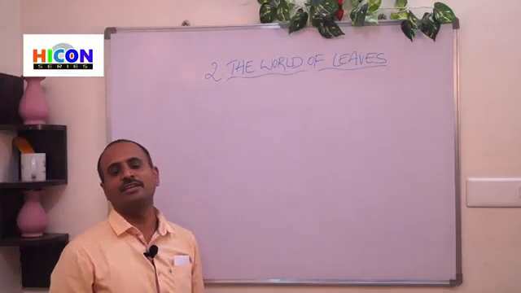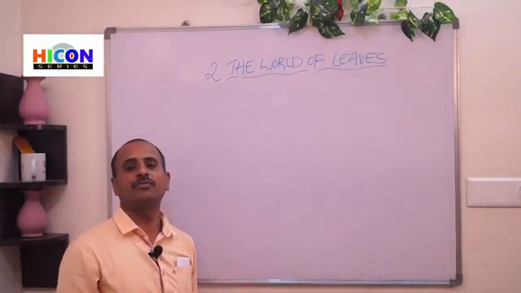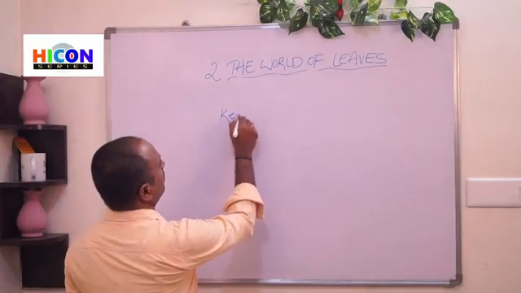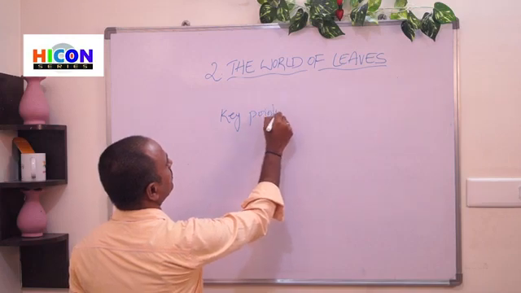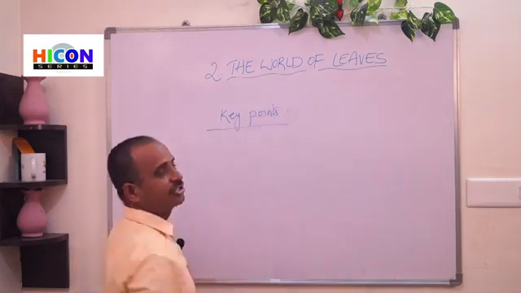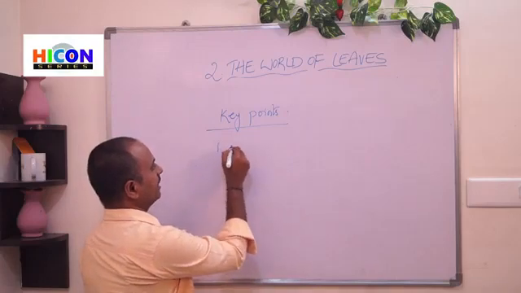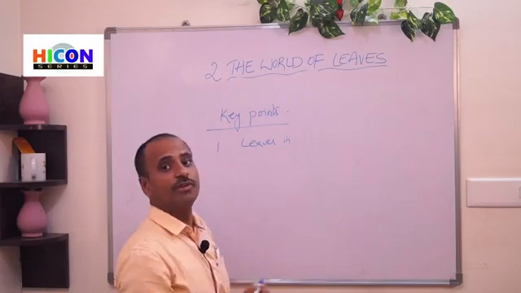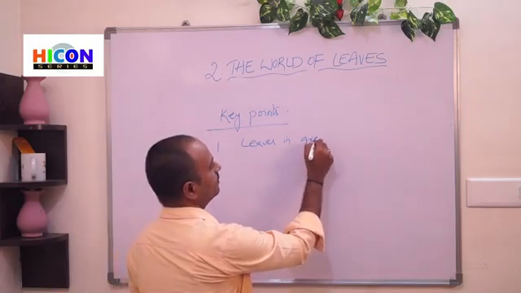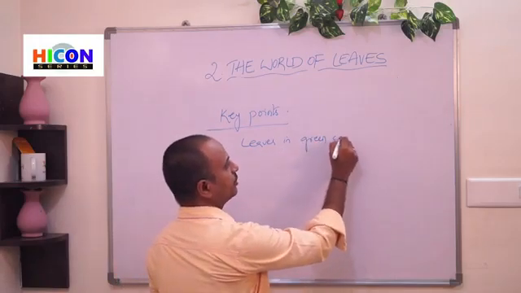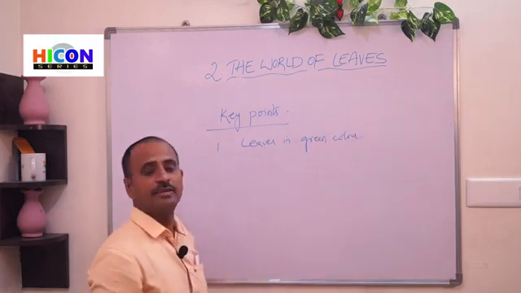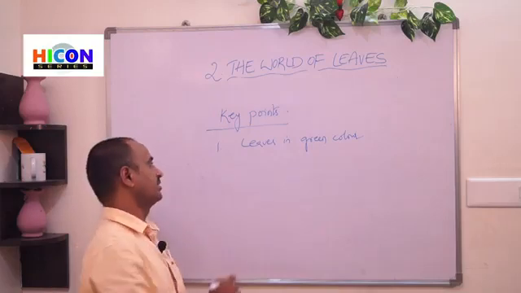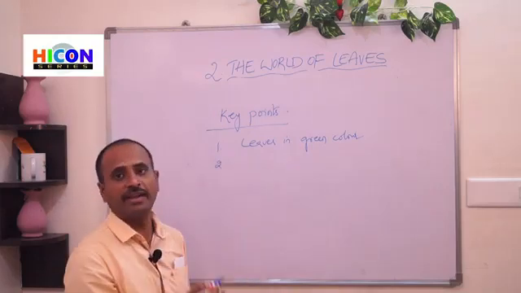Children, let us recall some important points we have discussed up to now in this chapter. So what are the key points in this chapter? The first key point is that leaves are green because of the chlorophyll present in them, and this chlorophyll helps the leaves in preparing food.